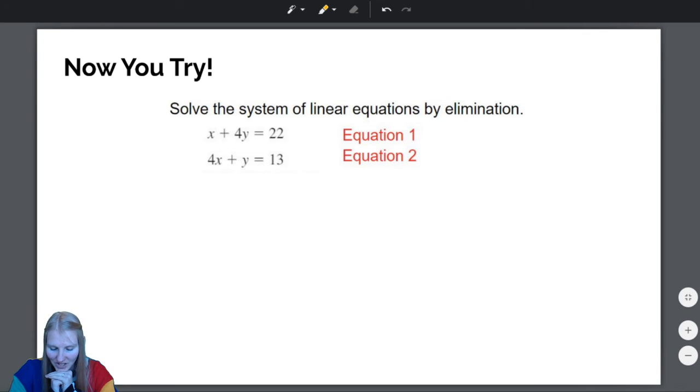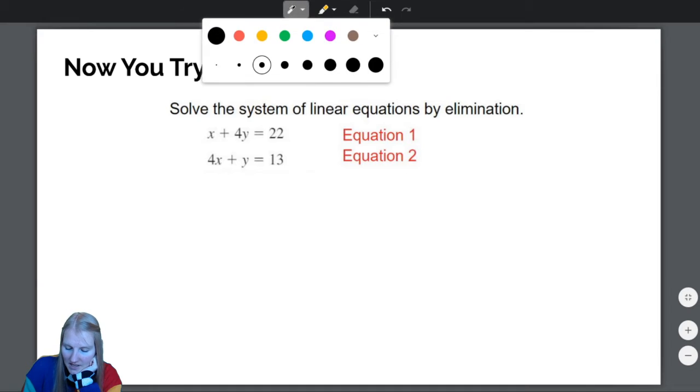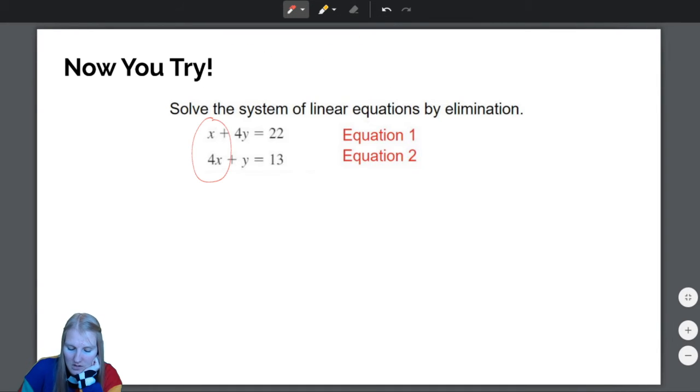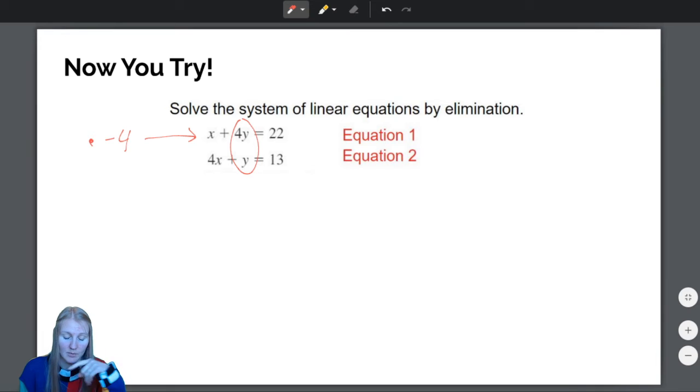So, let's take a look at our x terms. I have positive x and positive 4x. So, I would need to multiply the first equation by negative 4. All right, so I had negative 4x and positive 4x if I wanted to look at my x's. Now, if I wanted to look at my y's, I have positive 4y and positive y. Oh, so I'd need to multiply the bottom equation by negative 4.